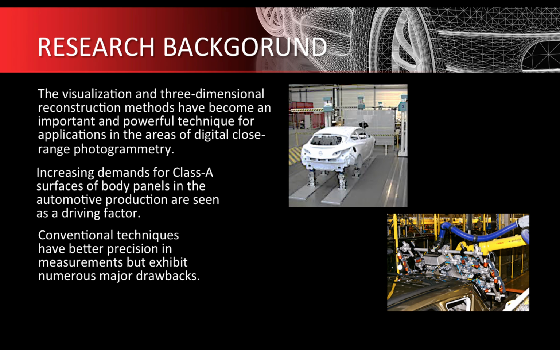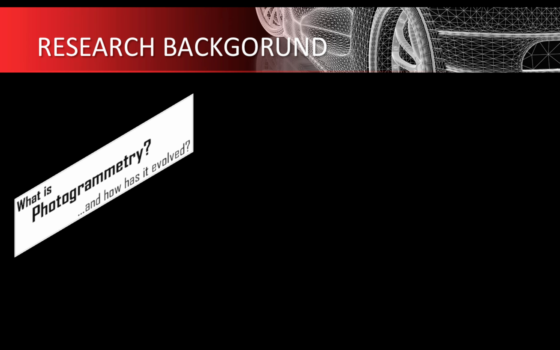Into the research background, increasing demands for Class A surfaces of body panels in the automotive production are seen as a driving factor. Conventional techniques such as Moire projection, triangulation method, 3D laser scanner, and others have better precision in measurements, but they exhibit numerous major drawbacks. What are photogrammetry methods then?